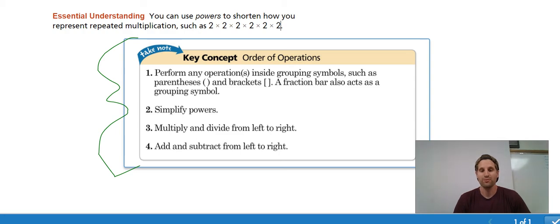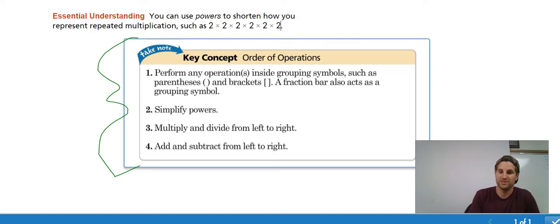We want to perform any operations inside grouping symbols, such as parentheses or brackets. A fraction bar can also act as a grouping symbol. Second, we're going to use powers, which we just talked about, the things with little exponents, those little numbers above. Number 3, we're going to multiply and divide from left to right. So I don't have to multiply first. I can divide. It depends. I always go from left to right. And then add and subtract. We always do that also from left to right, like we're reading a book.